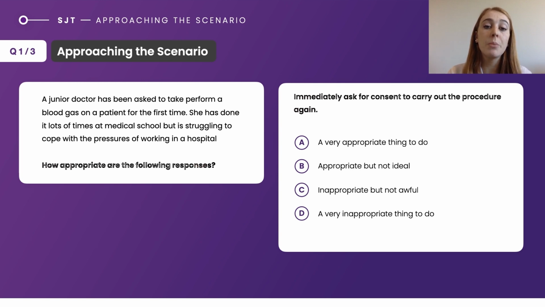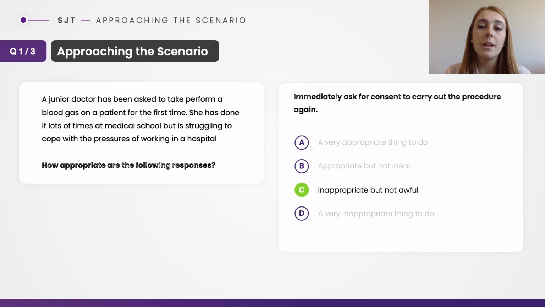And this would be inappropriate but not awful, because we've not really communicated very well with the patient. We've not apologised for the procedure not working the first time, but it's not awful because we are asking for consent, so the patient could say no to it happening again. But yeah, it's inappropriate because the patient hasn't been fully communicated with. There's the option of maybe bringing in a colleague, which would have been better, but it's not awful because the patient can always say no, and we have got consent in the scenario.